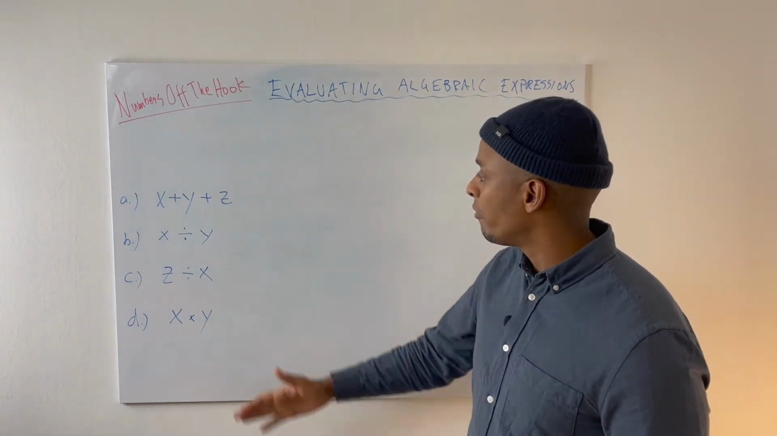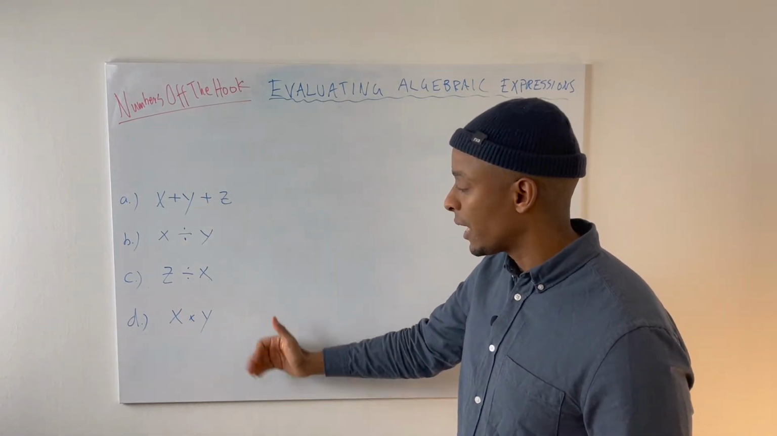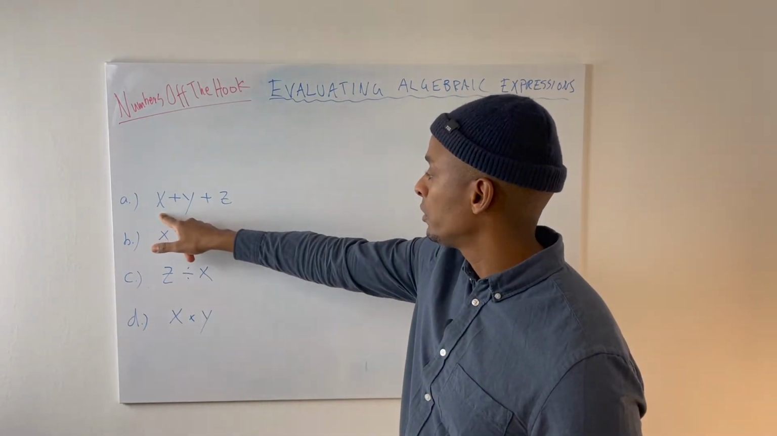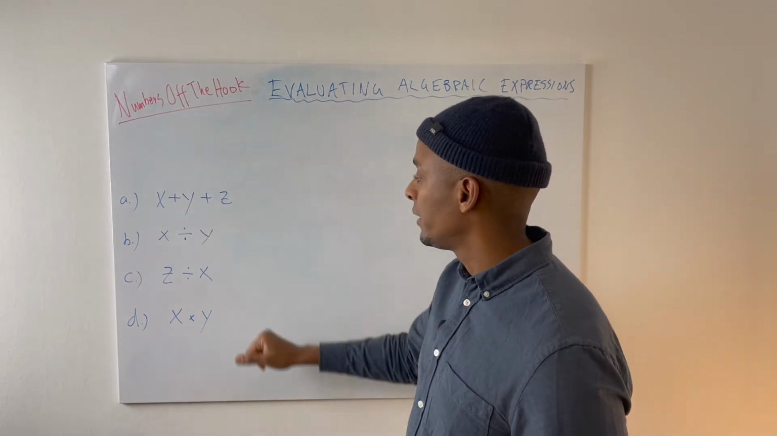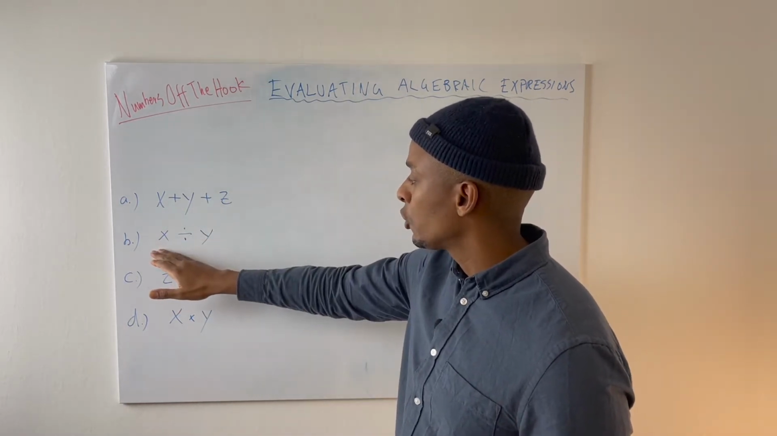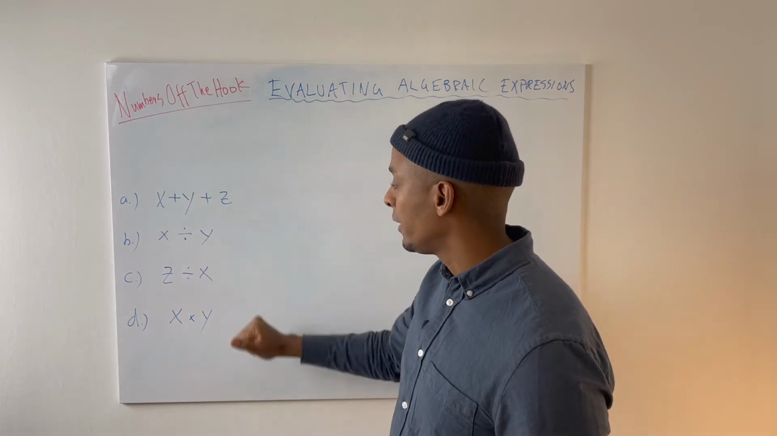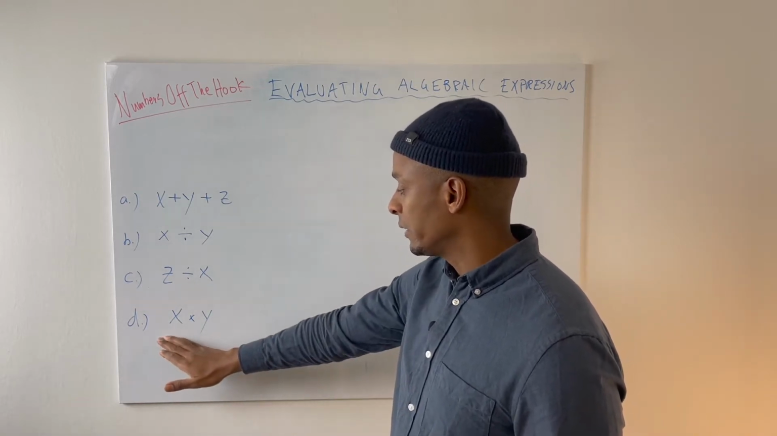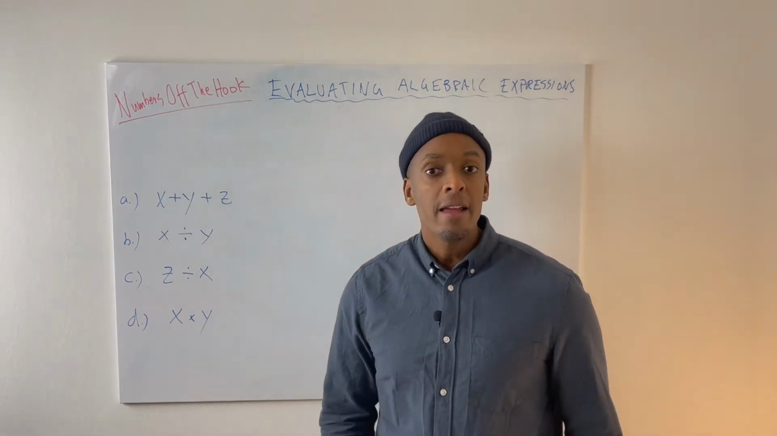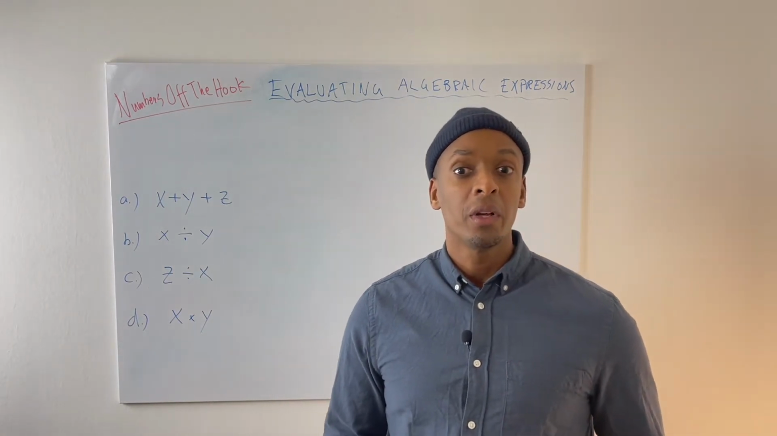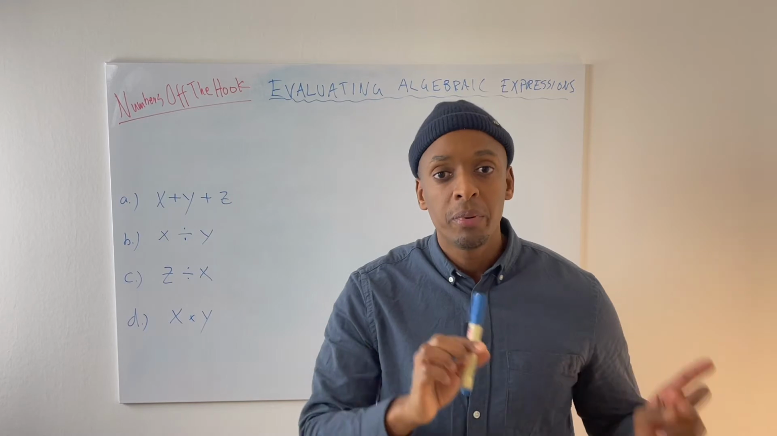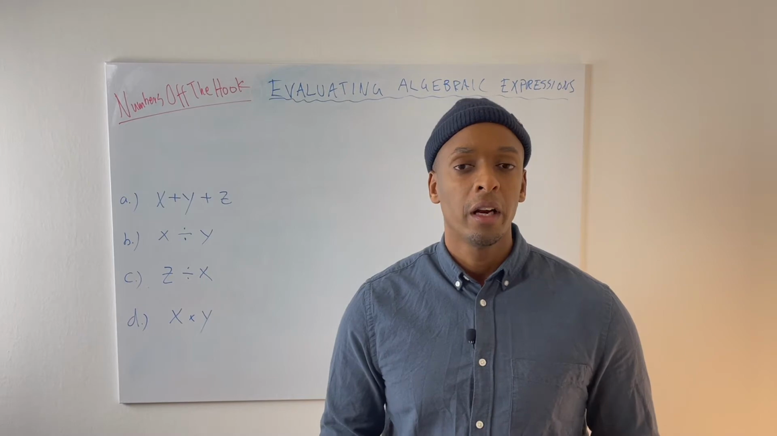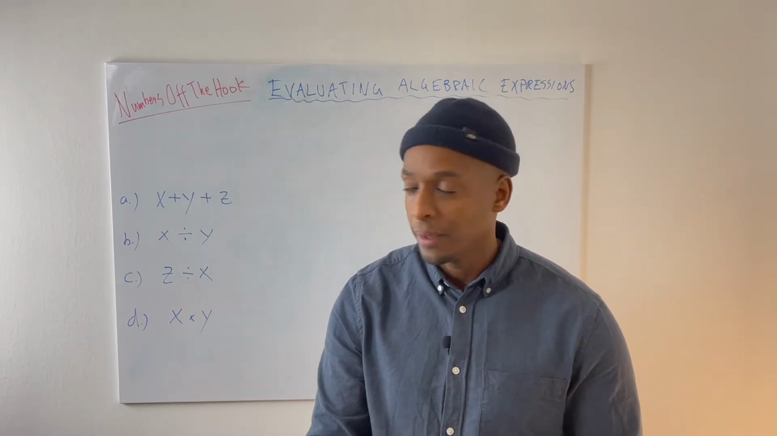So here now, I've written 4 different algebraic expressions, okay? This one is called the sum of x, y, and z. This is the quotient of x and y. This is the quotient of z and x. And this is the product of x and y. If you didn't understand what I'm talking about, please go back to the previous video and listen and repeat again. It has to be crystal clear before we go to the next step, okay?